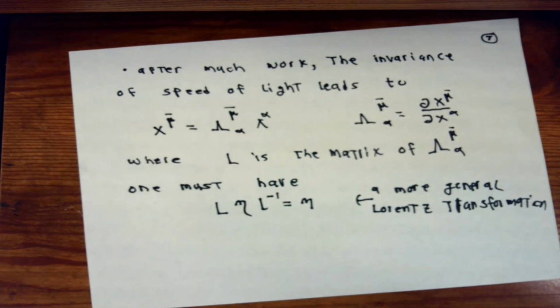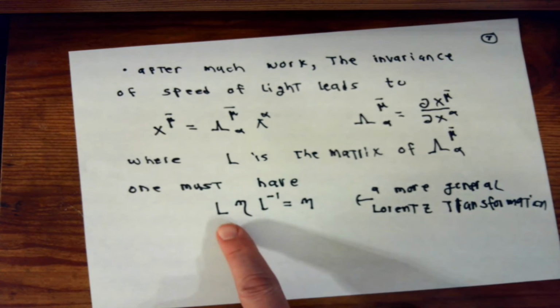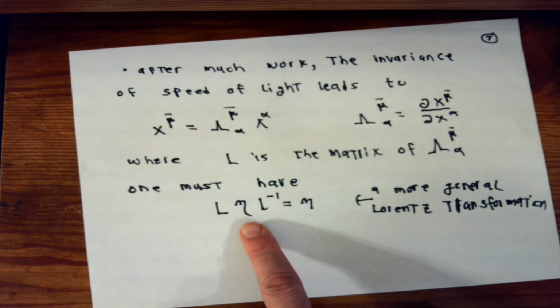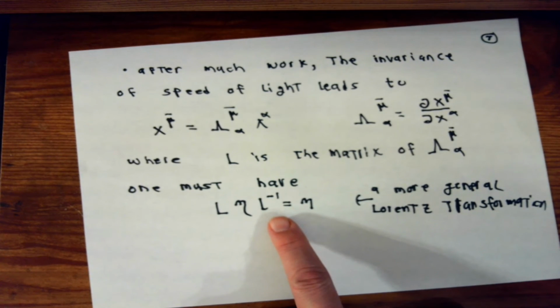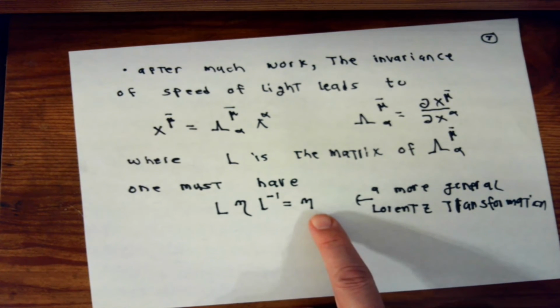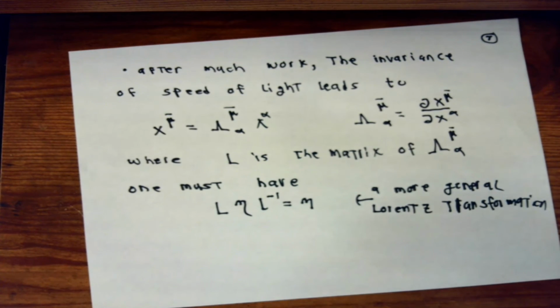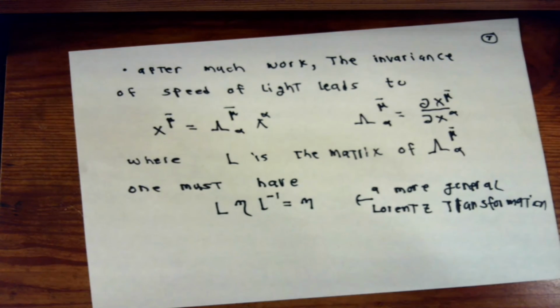After much work, but basically similar to the ordinary orthogonal case, for a linear transformation with constant coefficients to leave delta S2 invariant, it is necessary that the transformation matrix times eta times the inverse of the transformation matrix must equal eta. This is a more general Lorentz transformation than just a Lorentz boost.